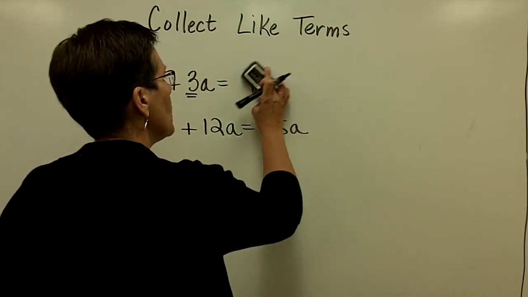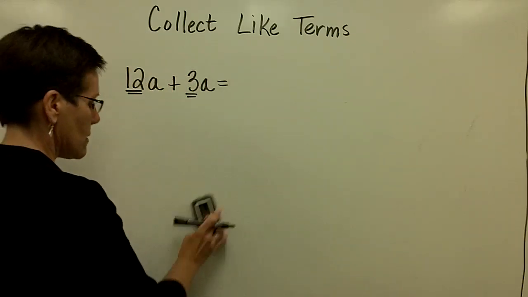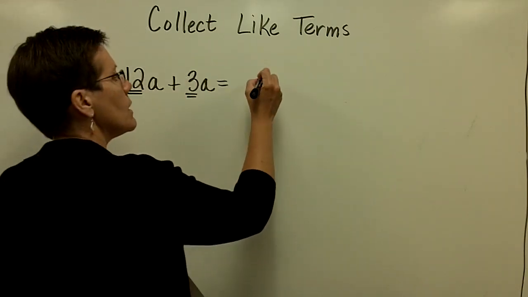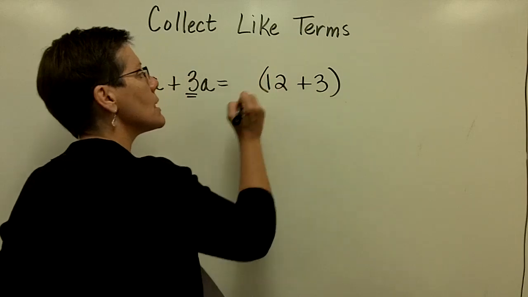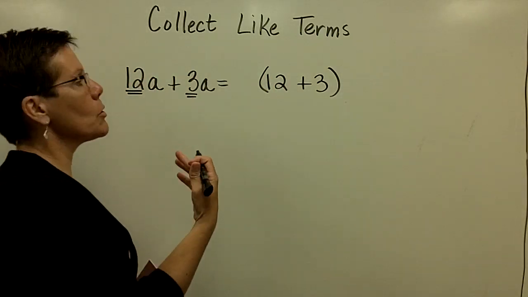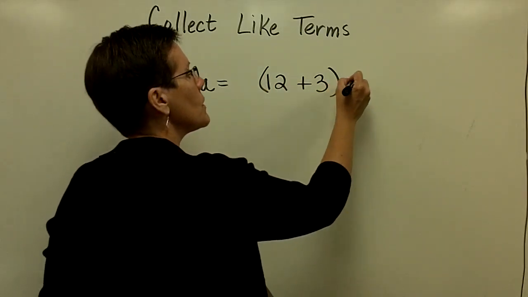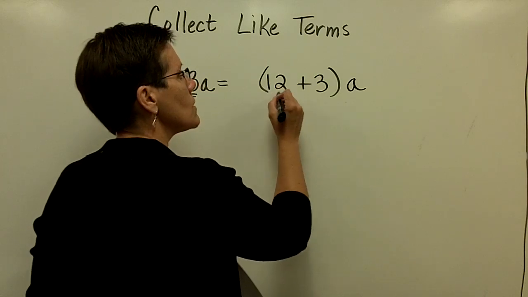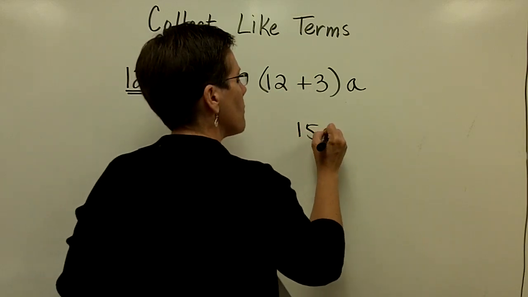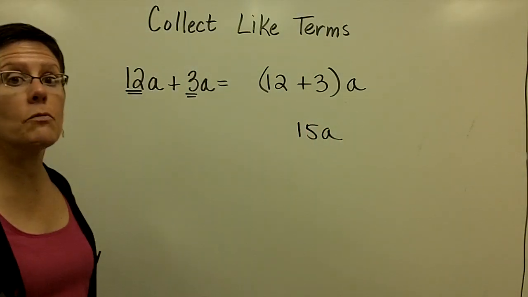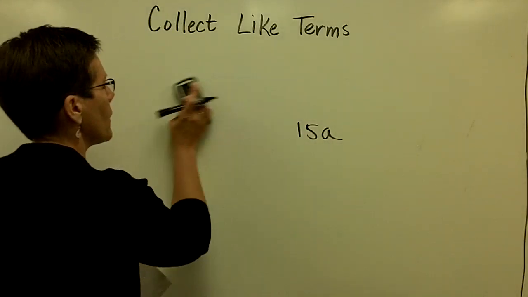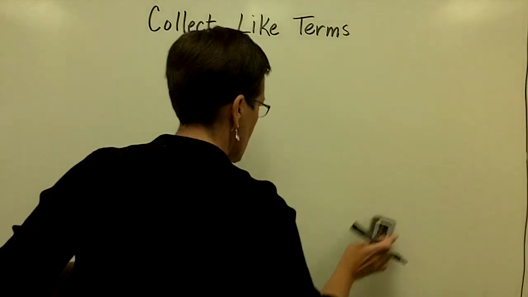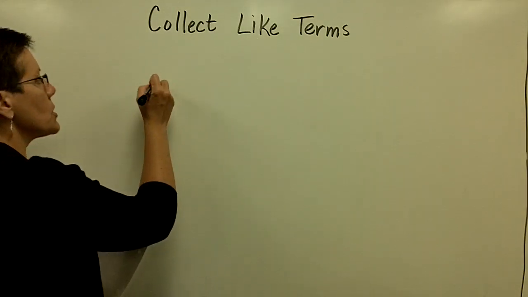Often a book will express this problem in that it will ask you to take the 12 and the 3 and add them together, and it'll show a group of parentheses around them with the a on the outside to see that the 12 plus 3 gives you that 15a, or it's kind of showing the distributive property in reverse. Really not necessary to go through all that work. Just combine your like terms by adding or subtracting their coefficients.